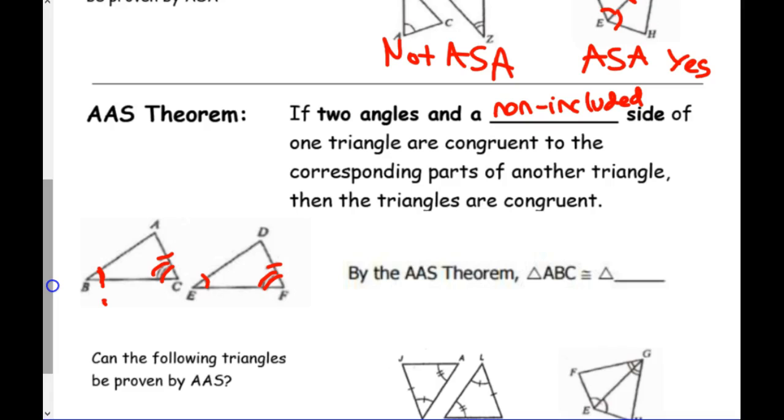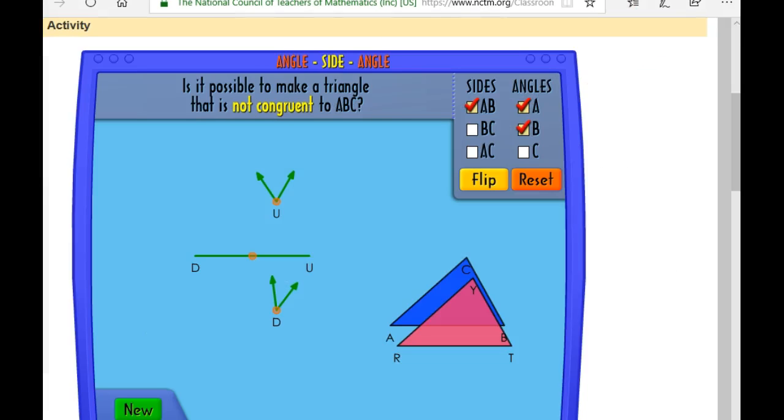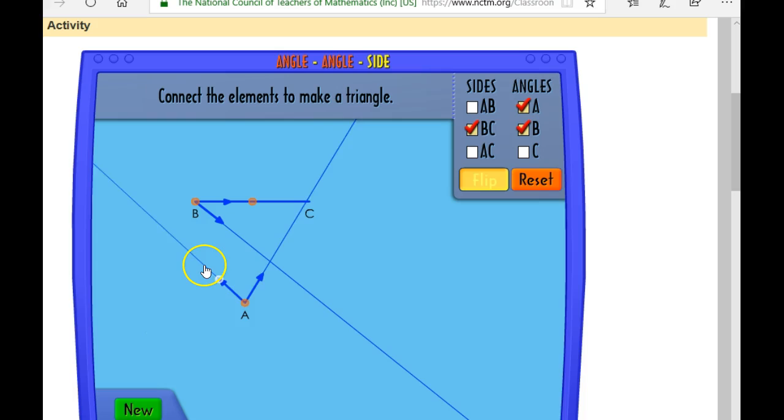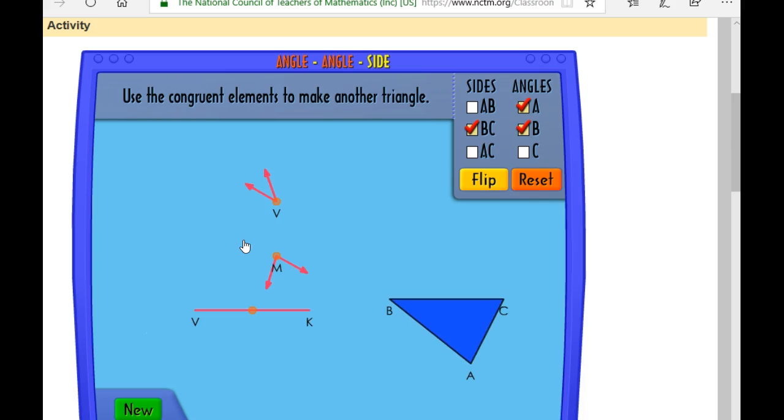So what is ABC congruent to? Okay, DEF for this theorem. Now let's prove it real quick. Angle, angle, and then a side. Who thinks it's not going to work? This one's weird because I have an angle and then another angle, so I kind of have to line this up. Will the same exact angle, angle, and side give me the exact same triangle every single time?